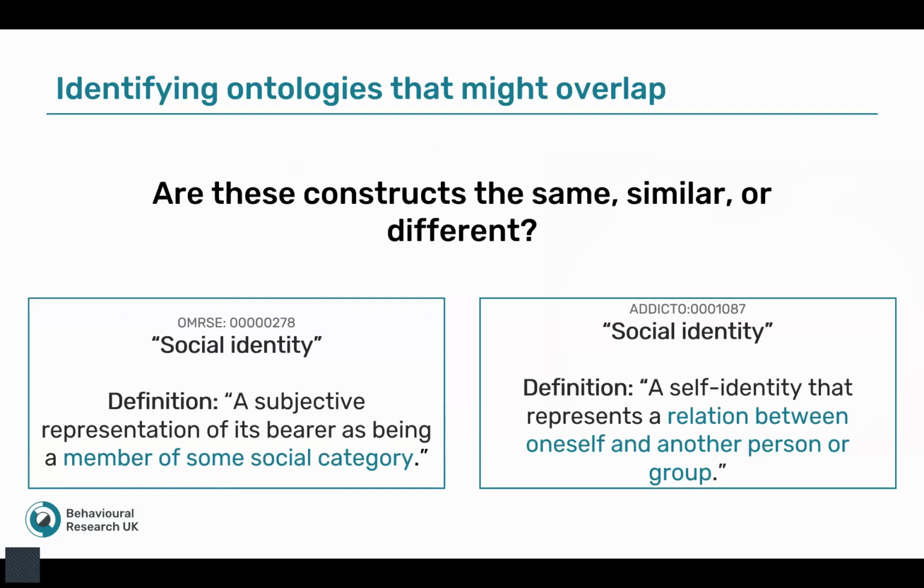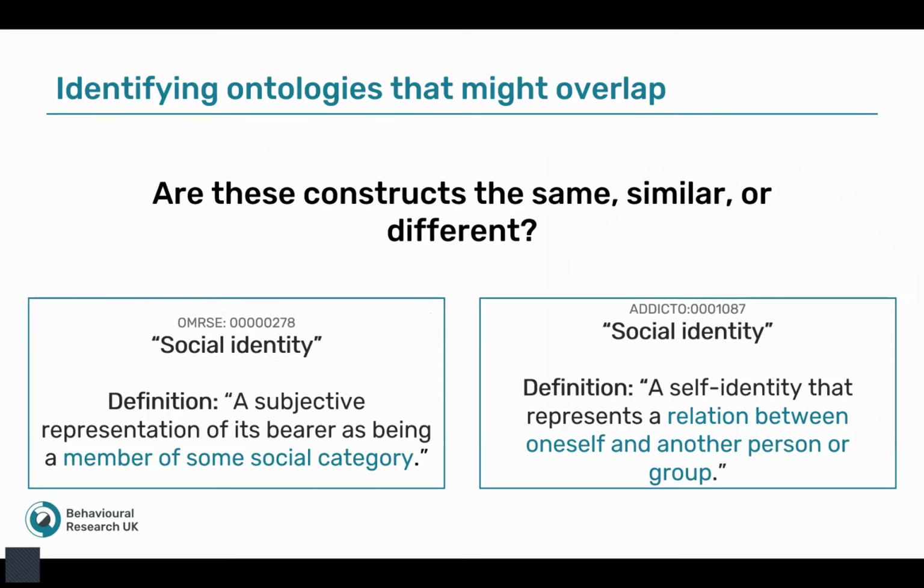So to use an example, here are two constructs from two different ontologies, and I'd like us to think about whether these constructs are the same, similar, or different. So both of these constructs use the exact same label of social identity, but they have different unique identifiers and their definitions are a little different. So the question is, are these concepts from different ontologies identical and referring to precisely the same thing? Are they not identical but similar enough that they could be combined? Or are they expressing important differences?